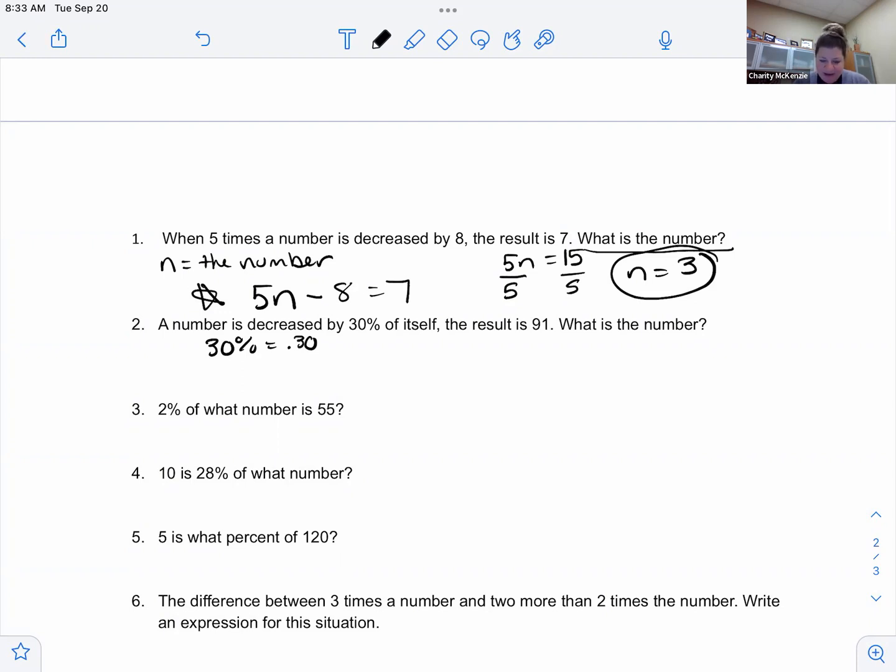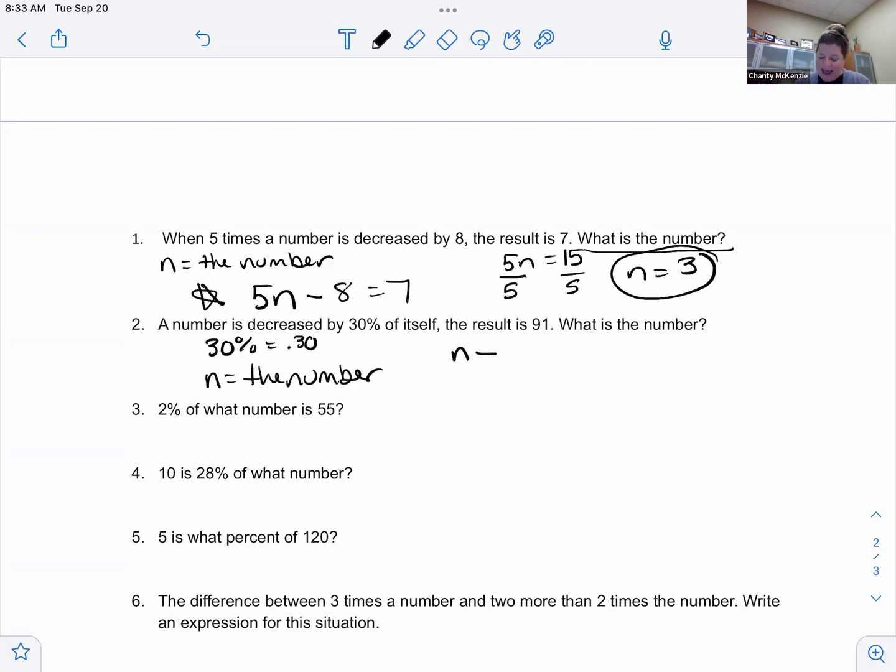Then we still have n is equal to a number. I'll just keep using n because n, a number, kind of goes together for me. Okay, so now we can look at our problem again. A number is decreased by 30% of itself. So a number is n. It is decreased by, which means minus, right?